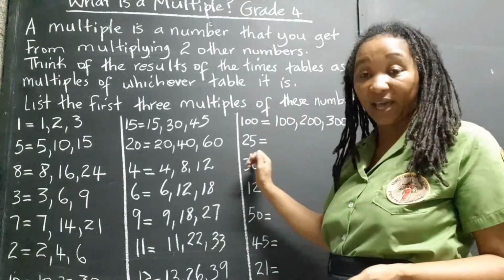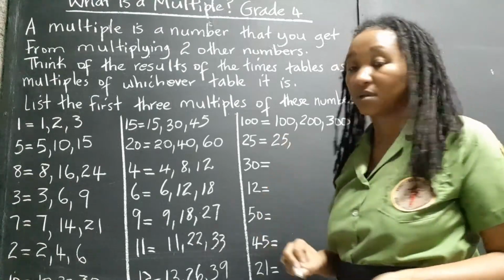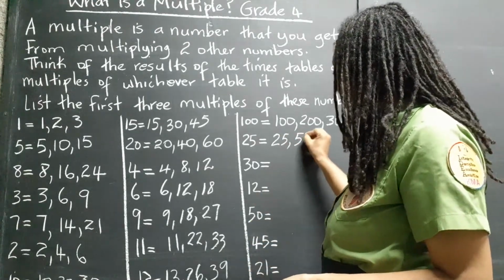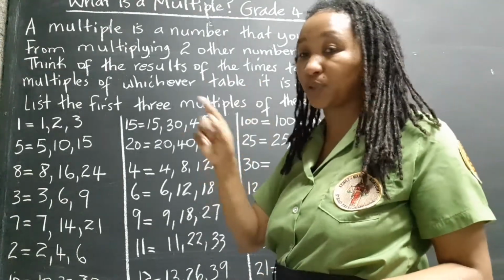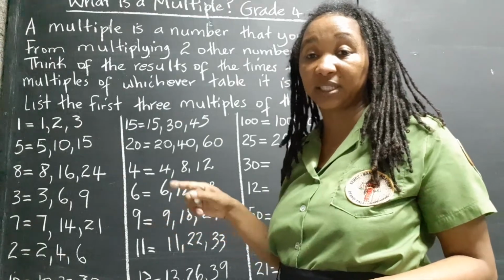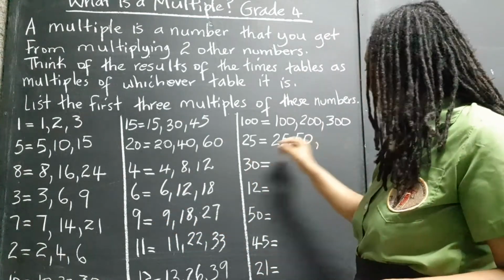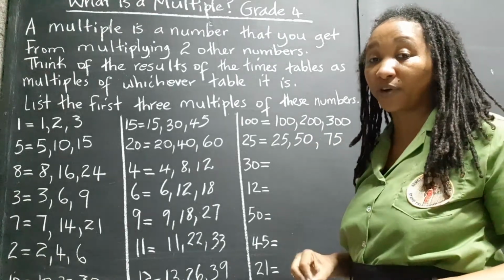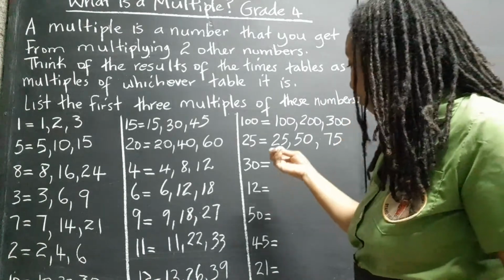So the 25, 25 times 1, 25. 25 times 2, 50. Go and work it out and check. Set out 25 times 2. Check it for yourself to see if it's really 50. And 25 times 3, that gives 75. Don't take my word for it. Go and check. Alright, so now we're at the 30.